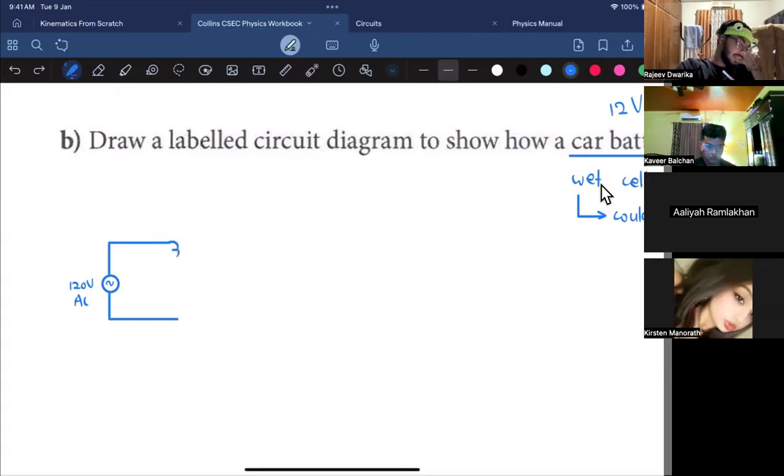So we're going to draw plenty of turns in the primary, right? And we're going to do less turns in the secondary.